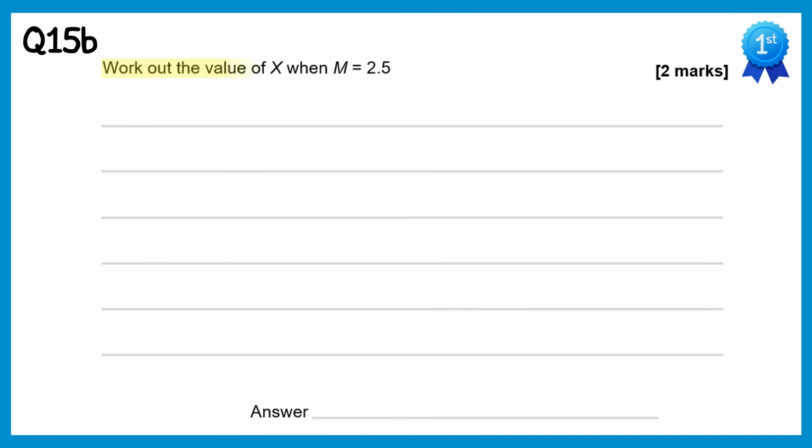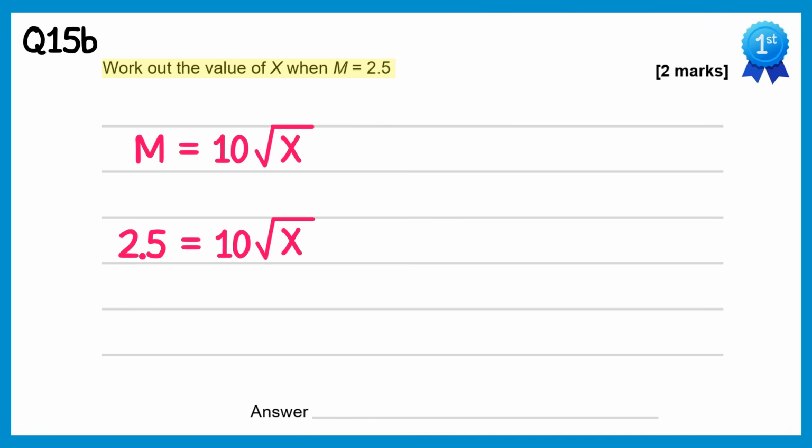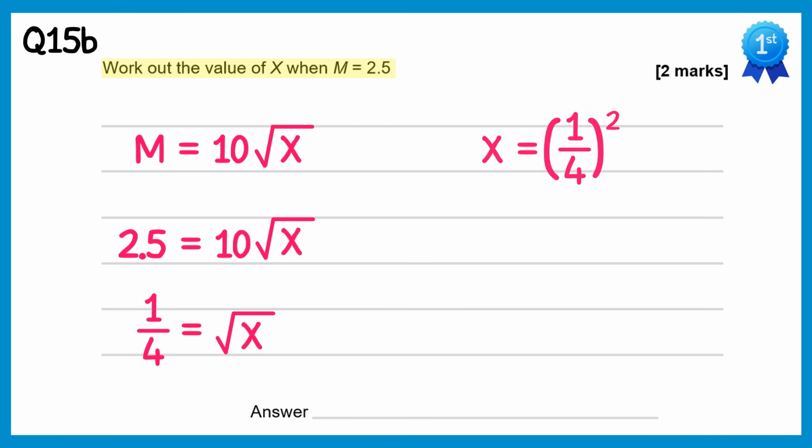Now we're asked to find the value of x when m is 2.5. So let's take the formula from the previous part, and we can just replace the m with 2.5. So we end up with 2.5 equals 10 root x. If you divide both sides by 10, then we have 2.5 divided by 10 equals root x. Now 2.5 divided by 10 is the same as 1/4, so 1/4 equals root x. And then to find x you can square both sides, so we end up with x equals 1/4 squared. A quarter times a quarter is 1 over 16, so the answer is 1 over 16.